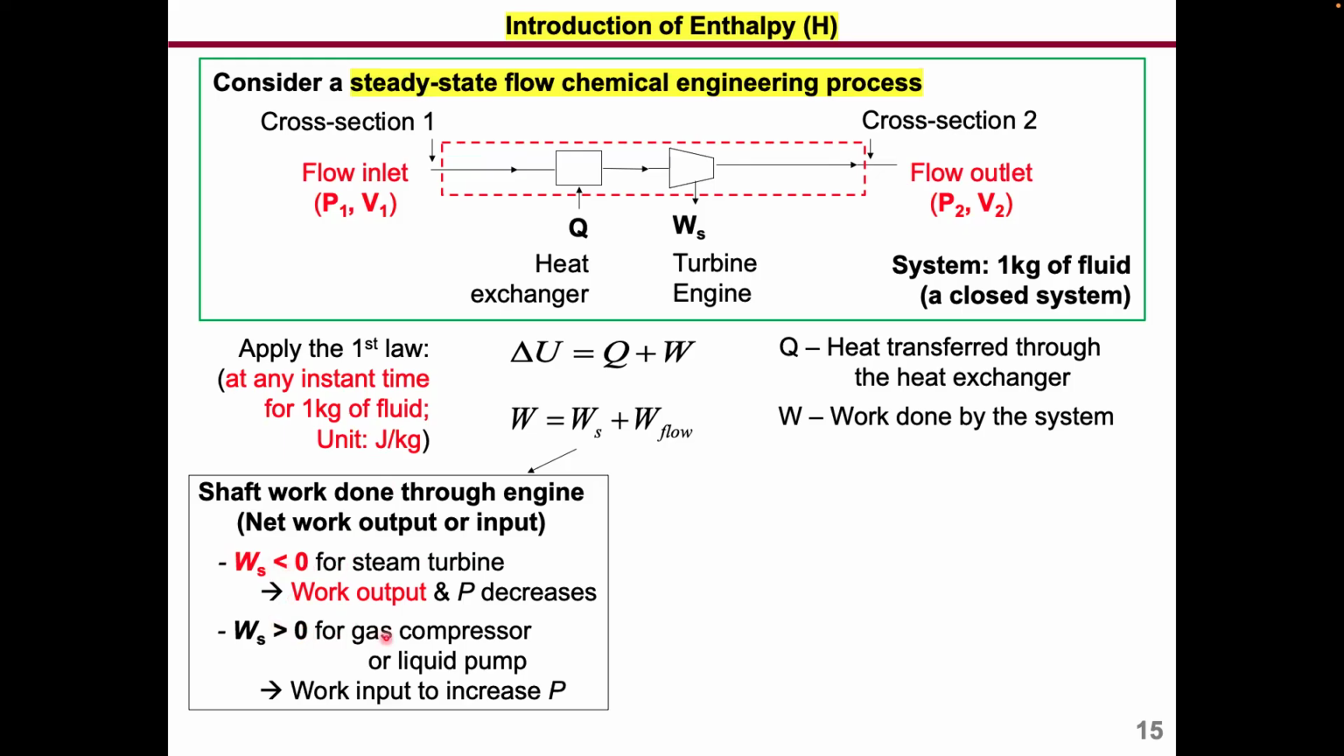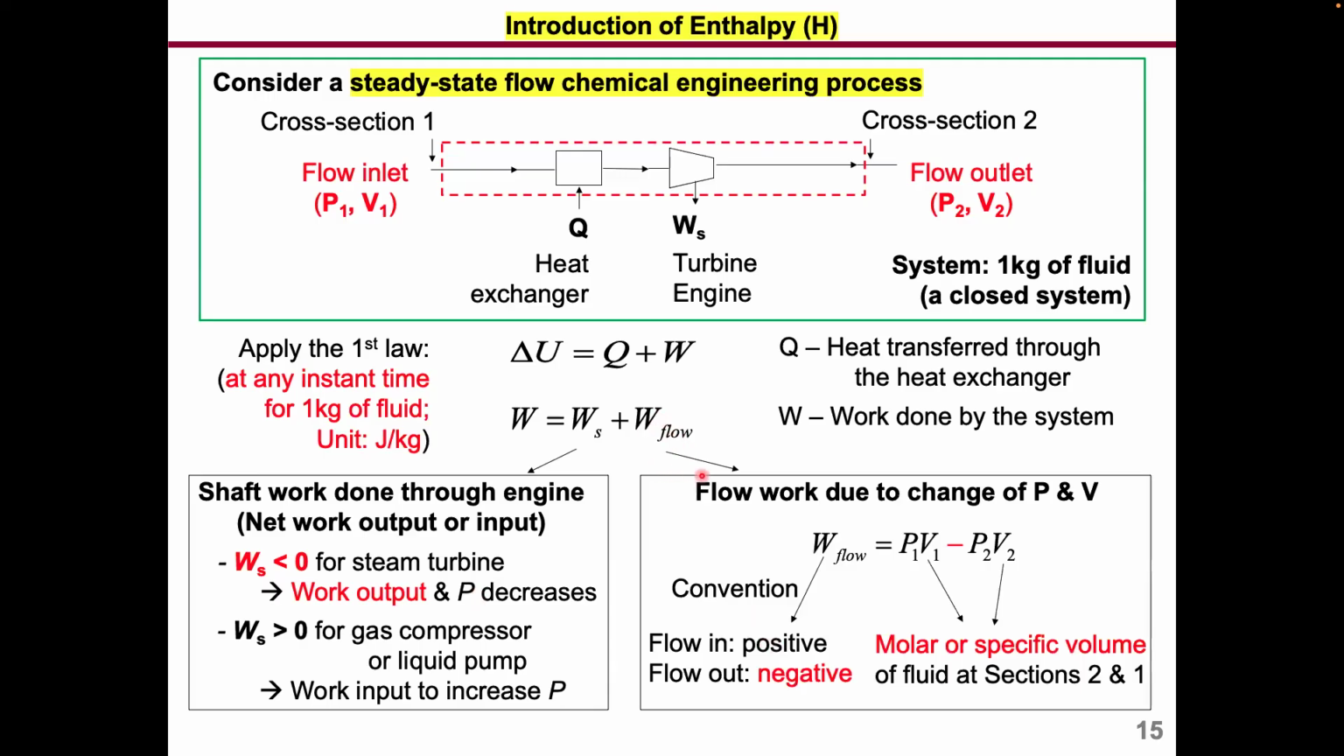Okay, so WS is negative. But for a gas compressor or liquid pump, your shaft work is going to be positive because your external engine is giving the system energy, or I mean, doing work on the system. So you have work input to increase the P, okay? So for a steam turbine, usually you have vapor condensing to liquid, so usually your pressure is going to drop, okay? And when you are doing the pump or compressor, your system pressure is going to increase, right? That's why you have to use this relationship, okay?